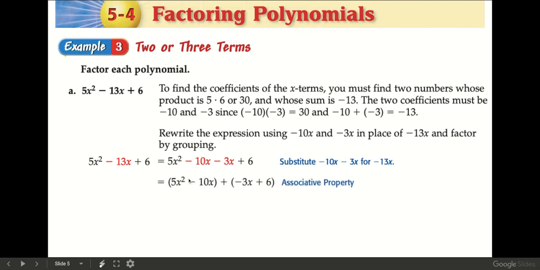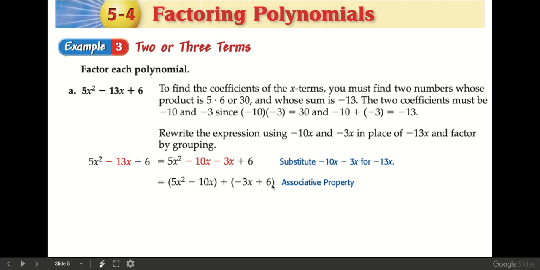So again, I group the first 2, group the second 2. Notice how that's minus 3x, so I keep that negative sign with the 3x there, and I can just put a plus sign there because these mean the same thing, right? Using the associative property. And so now I have to look, what is the common factor of the 2 terms in this first parentheses? Well, they both can factor out a 5, right? And they both can factor out an x. So I would factor out 5x from both of those.